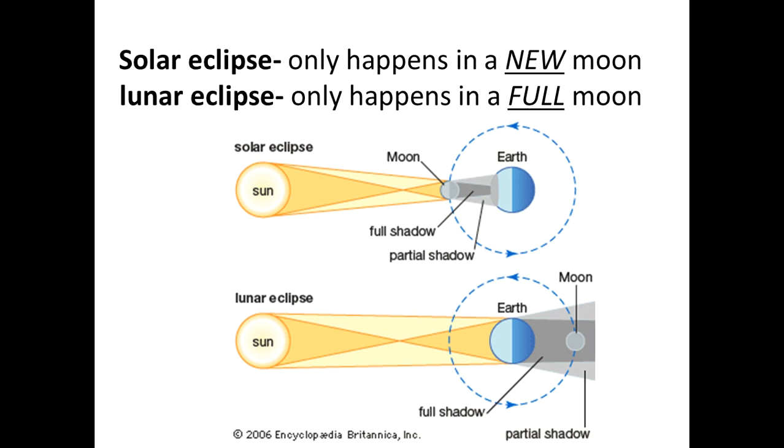We need to know solar versus lunar eclipse. A solar eclipse can only happen in a new moon phase because the moon is in between the Earth and the sun. A lunar eclipse can only happen in a full moon phase because the moon is on the opposite side of the Earth from the sun.